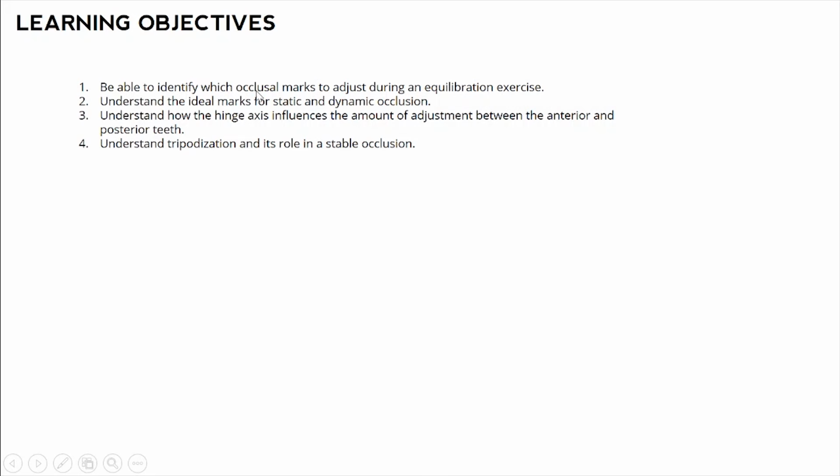All right, so let's just finish up these learning objectives. You want to be able to identify which occlusal marks to adjust, and understand the ideal marks for static and dynamic occlusion. I want you to understand how the hinge axis influences the amount of adjustment needed, and also the idea of tripodization and its role in stable occlusion.